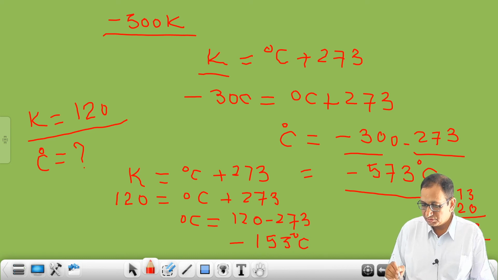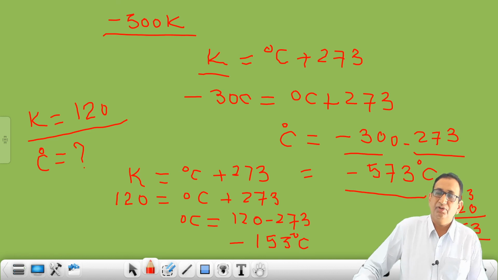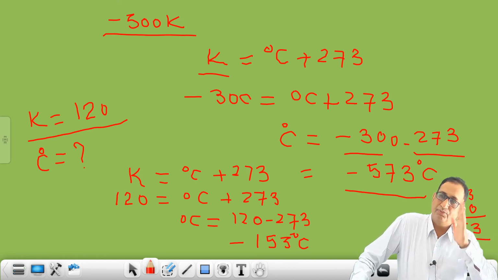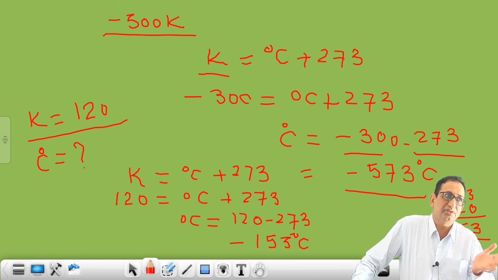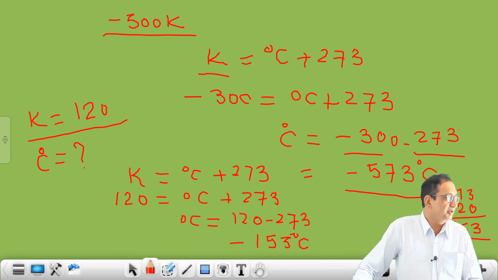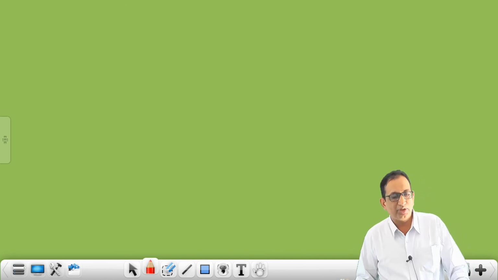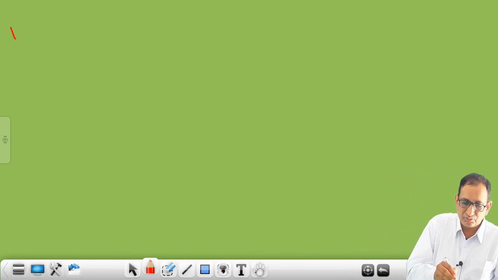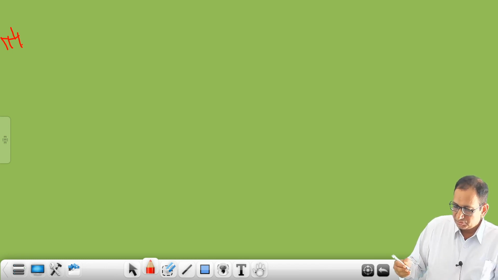So the answer is minus 153 degree Celsius. So it was the conversion of temperature from degree Celsius to Fahrenheit, from Fahrenheit to degree Celsius, from Kelvin to degree Celsius, and from degree Celsius to Kelvin. So all types of questions we have included here, and now you have one homework exercise. This you also have to do in your fair notebook, students, so that you can practice. A lot of practice should be done by you, so this is good for you.